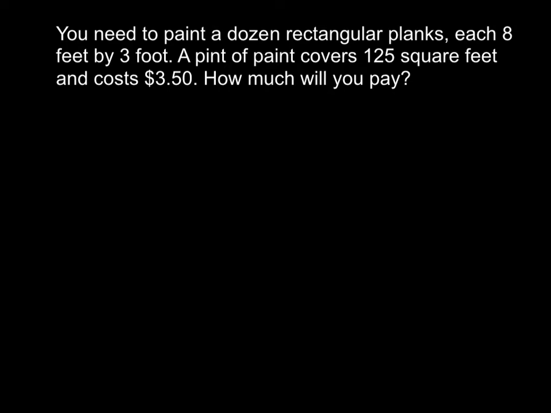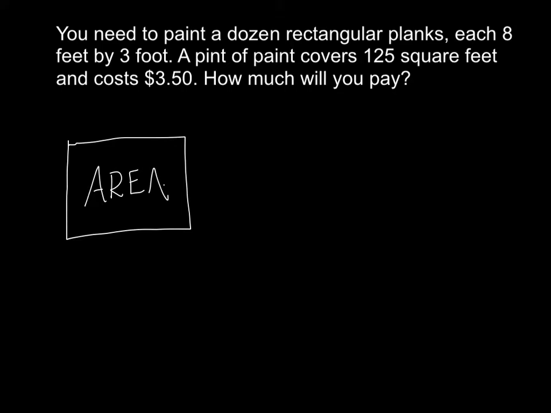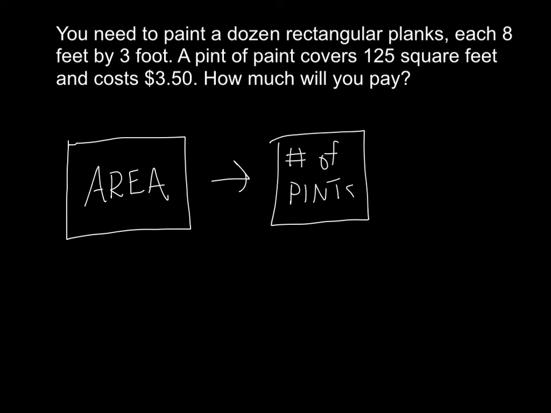That's a lot of different steps here. What are we going to do? Well, we're going to talk about this as a process. The first thing we've got to do is find the area. Once we find the area, then we have to find the number of pints. And then once we have that, we can find the cost. So we're going to have to take this step by step.